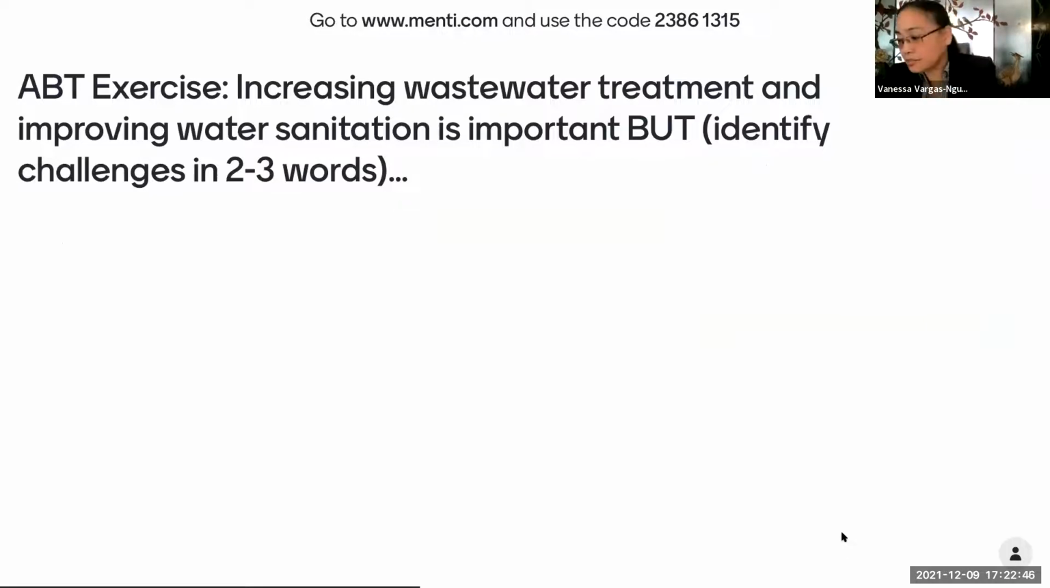So we move to an activity. If you may please go back to Menti, and I will put the link into the chat, and we'll do a little ABT exercise. I'll start the statement with the "and", and please provide the "but", or the challenges. Increasing wastewater treatment and improving water sanitation is important, but... So if you can identify challenges, list them down on the Mentimeter in 2 to 3 words.